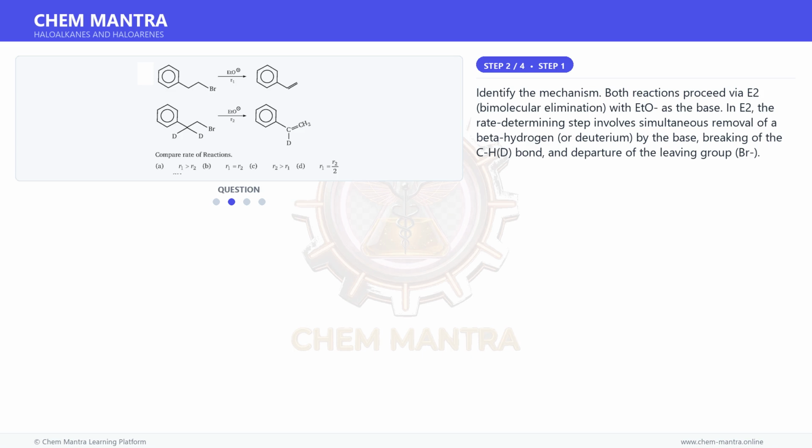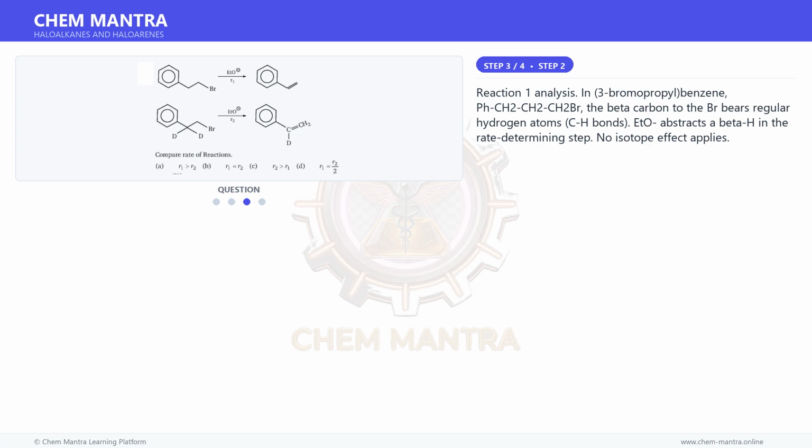Identify the mechanism. Both reactions proceed via E2 bimolecular elimination with EtO- as the base. In E2, the rate determining step involves simultaneous removal of a beta hydrogen or deuterium by the base, breaking of the C-H or C-D bond, and departure of the leaving group, Br. Moving on to the next step.